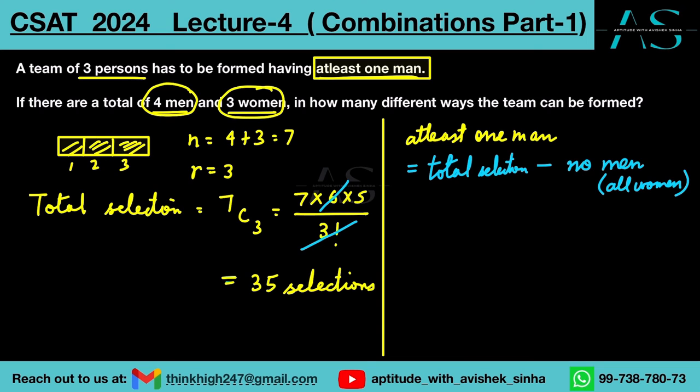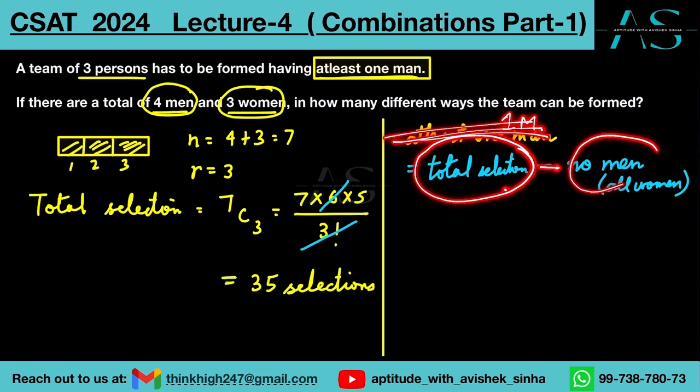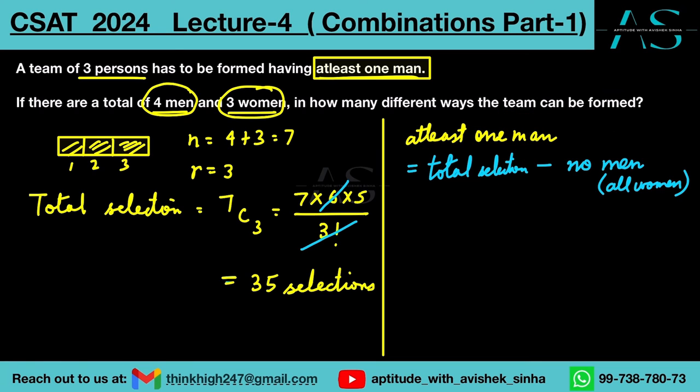Just think about it. Our question here says we are looking out for the number of selections in which there is at least one man. At least one man. So what do I do? I take out the total selection irrespective of any constraints. From that, I take out all those selections which contain no men. And no men means all women.